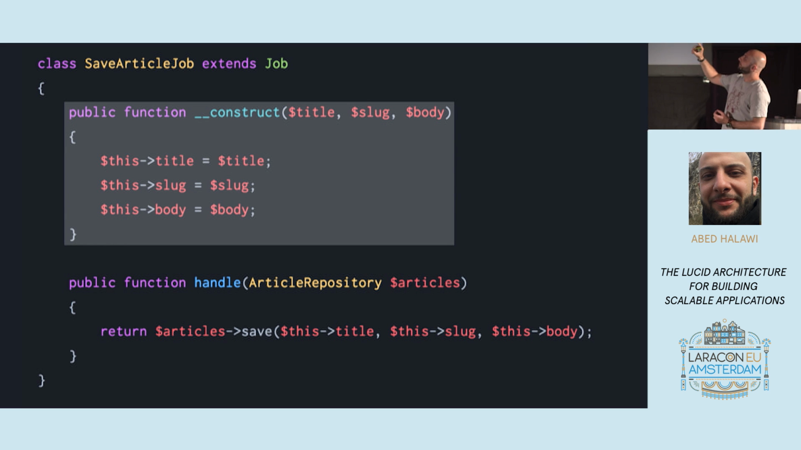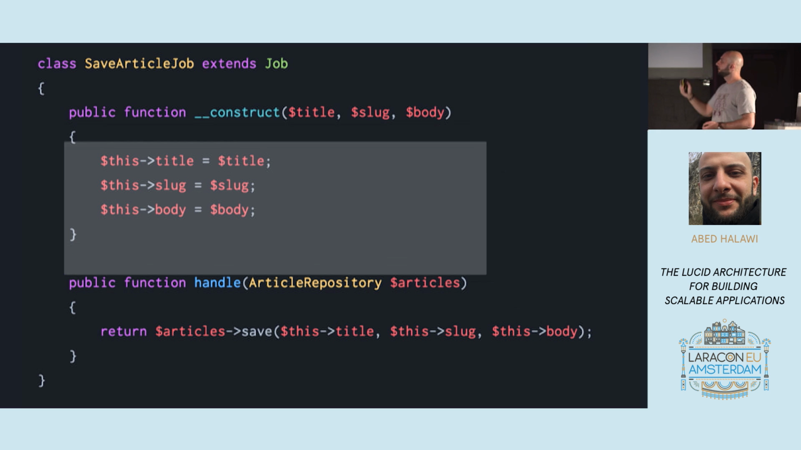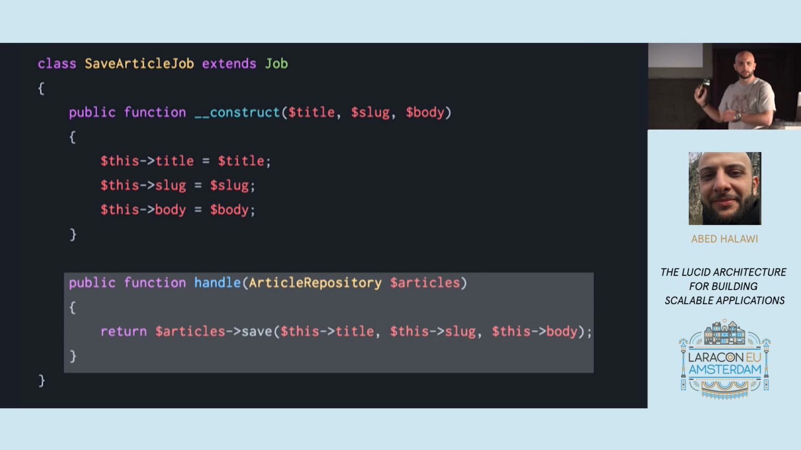So we would define the things that the job needs to work in the constructor. So we have a title, slug, and a body. We set them on that class, and then the handle method, similar to that handle method, will have its dependencies resolved. We will have whatever we need to do in that job right inside that handle method.